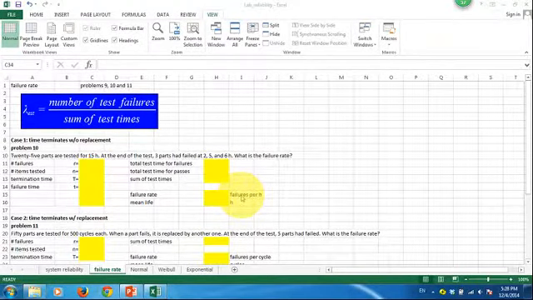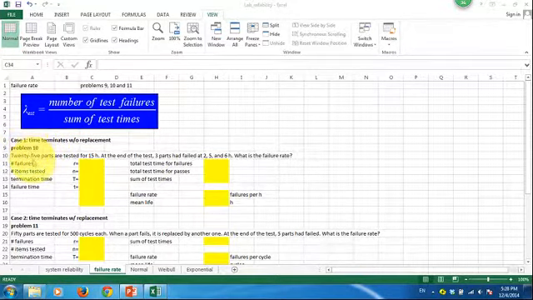Next, we have 3 problems to calculate the failure rate for the exponential distribution. So this is problems 9, 10, and 11 at the end of the chapter exercises. So we have 3 cases as we talk about on the slides. So case 1 is the time terminates without replacement, and this is in problem 10.